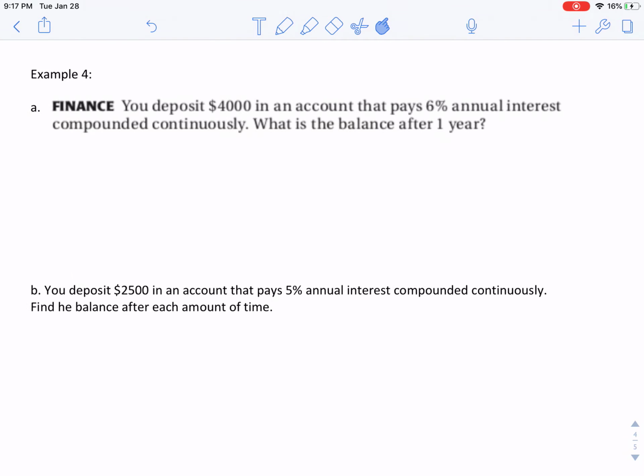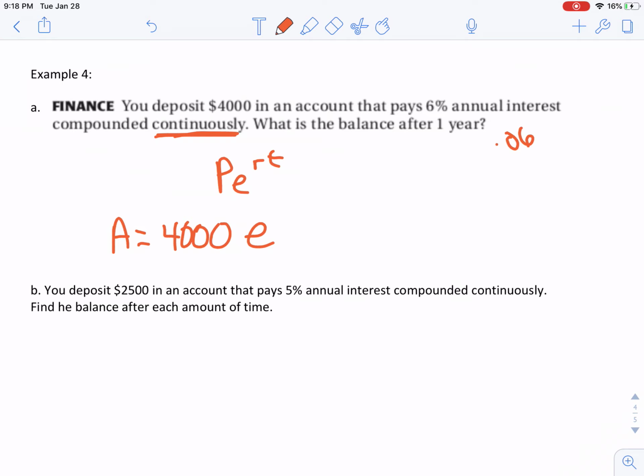So it says you deposited $4,000 in an account that pays 6% annual interest compounded continuously. So we know we're using PERT. So P E to the RT power, okay? P is how much I start with. So I have A equals 4,000 times E to the rate. Well, my rate is 6%. I want that as a decimal, so it's going to be 0.06 times T, which is my time. Well, time is 1.